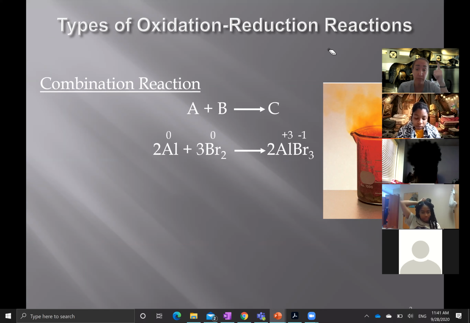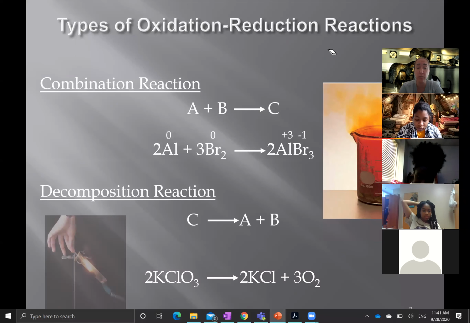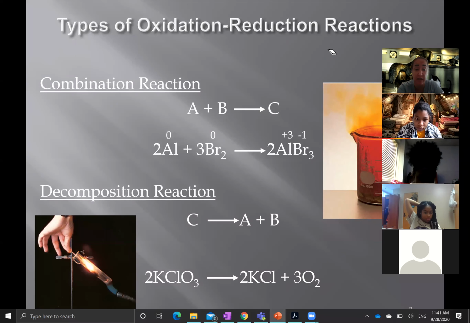Cool? Okay. Next one is the opposite, decomposition. So obviously you start with something and then you break it up into parts. So this is also considered a redox reaction. So what is that called? That KClO3?